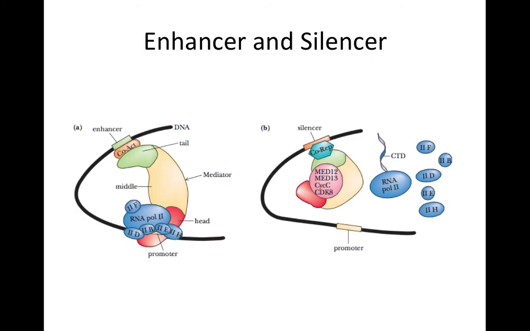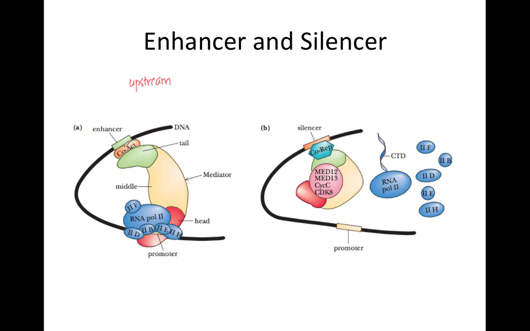Next, let's go into transcription regulation. So there are several ways to regulate transcription, and some of them involve enhancers and silencers. Enhancers and silencers are DNA sequences. Okay, they're not proteins, they're DNA sequences, and they're usually found upstream of the transcription unit. So upstream of your promoter.